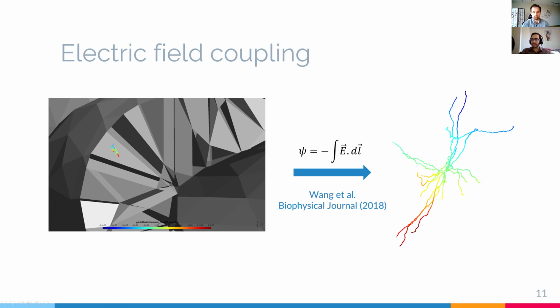And after that, by providing these values to the neuron package, we can automatically take care of that and simulate what happens to the neuron. Hope I answered that question. Thank you very much.